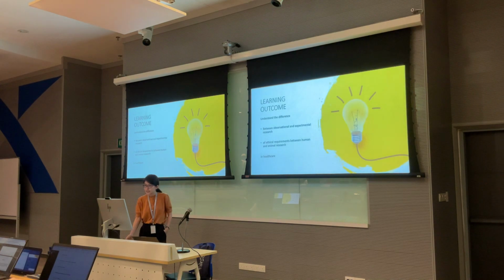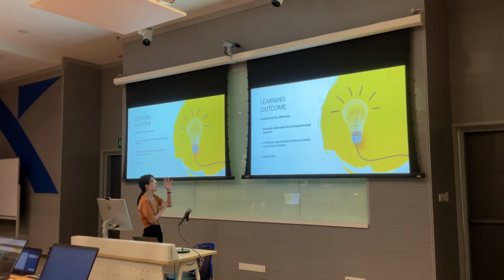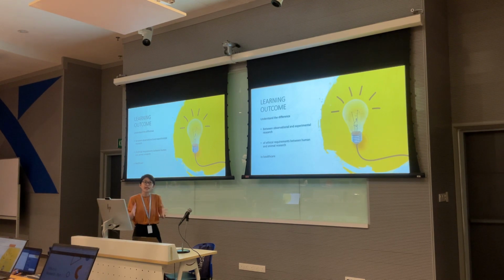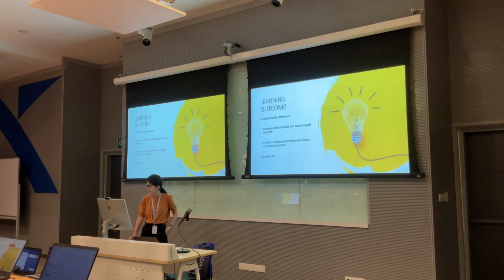The learning outcome of today is that you need to understand the difference between observational and experimental research. So what are their differences? And you have to understand the ethical requirements between animal and human research in healthcare. At the beginning of this lesson, we will cover the ethical guidelines involved in human research, but in the later part of today's lecture, we will cover some animal research together in this topic.